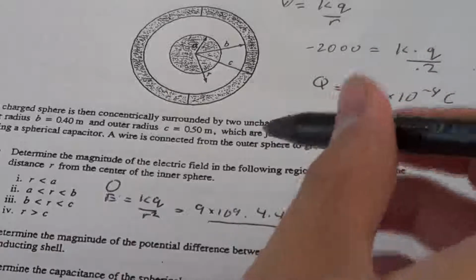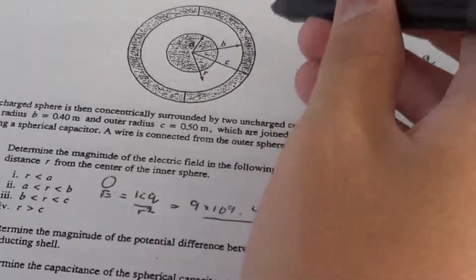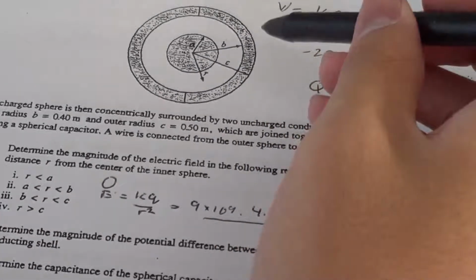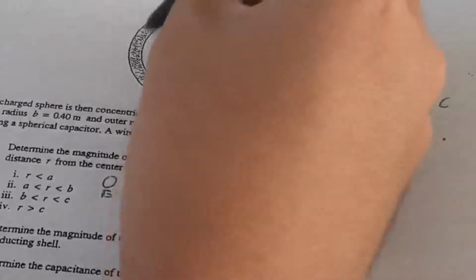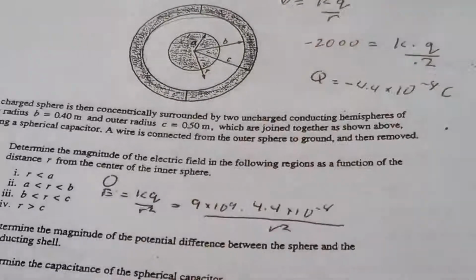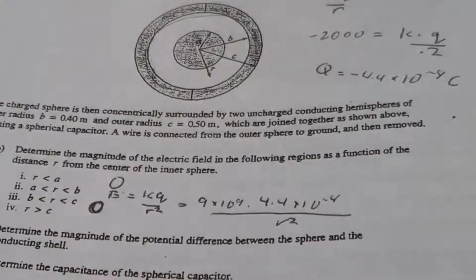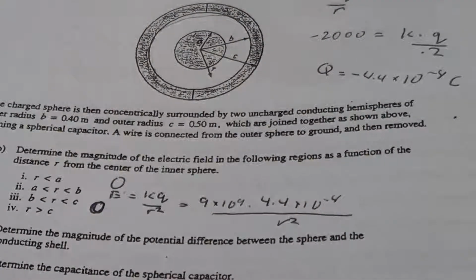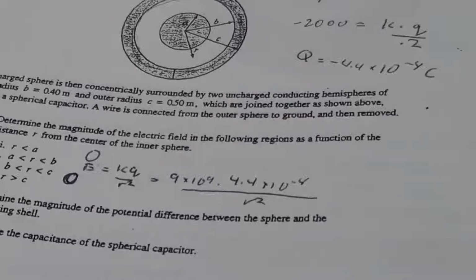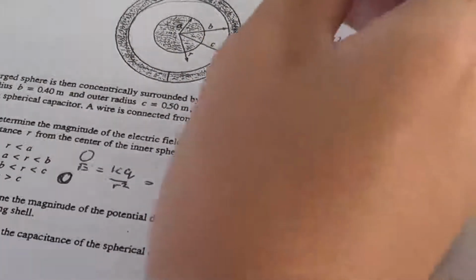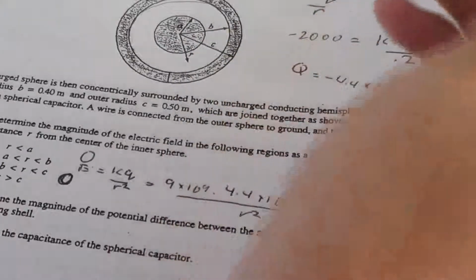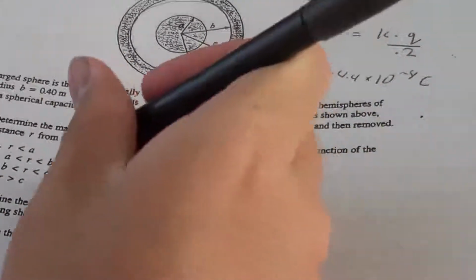For part B-III, B less than R less than C, it's inside this sphere right here. So it's inside the conducting shell, and that's why it's 0. And for the radius bigger than C, the electric field is 0.